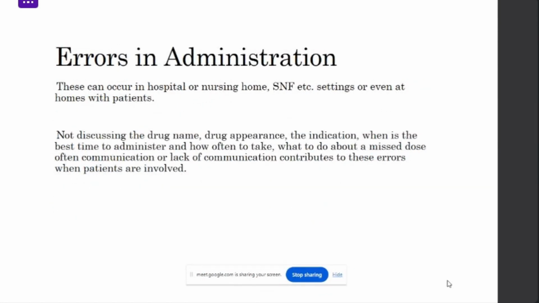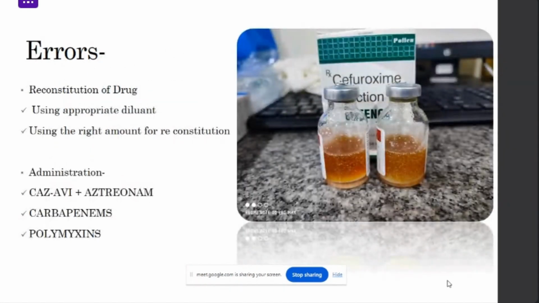So errors in the administration of a drug are the last point where we can prevent the error. If it is administered to the patient, then the error has reached the patient. So the drug name, the drug appearance, the indication, everything needs to be considered and it has to be given at a proper rate. So what kind of administration errors? I'll show you. Do you think that this is an error?